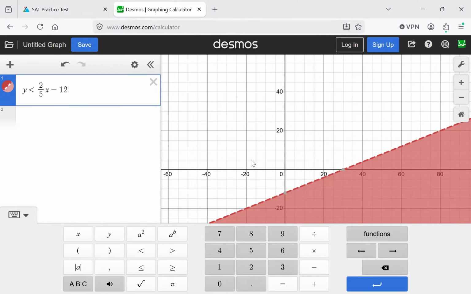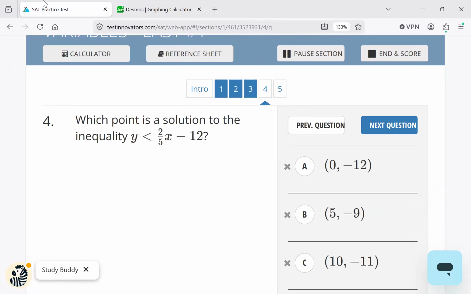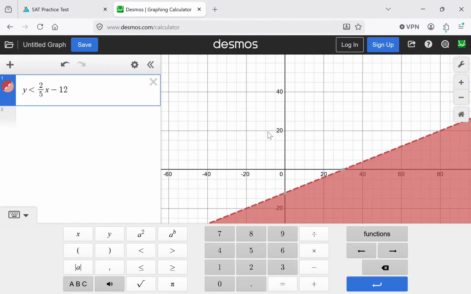So you see how this has a dash? This doesn't have an equal sign. If it was an equal sign, then yes, you can include 0, so it will definitely be in our boundaries. But no. What about 5, 9?